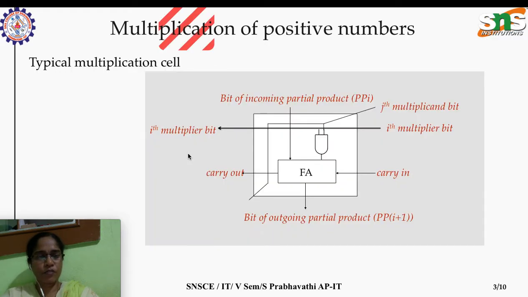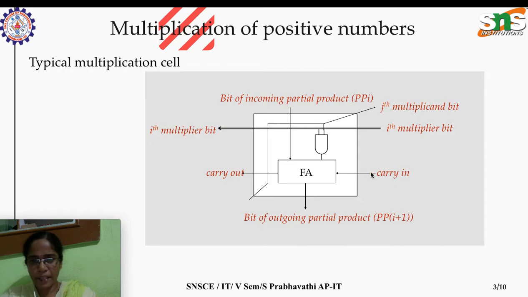So we are going to see how the multiplication is carried out in a single stage, in a single cell. Then we will be moving to the entire multiplication. So take a look at the full adder. You will know the full adder: it takes 3 inputs and produces 2 outputs. Apart from this, for this multiplication, this is the single full adder cell, the multiplication cell.